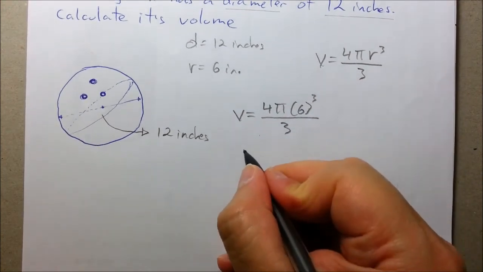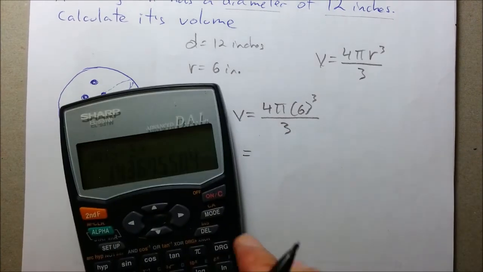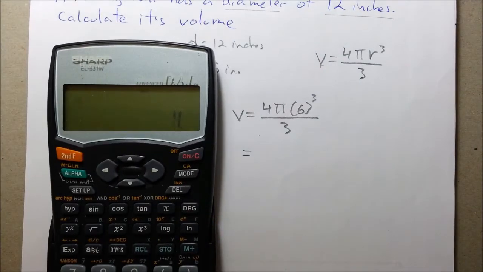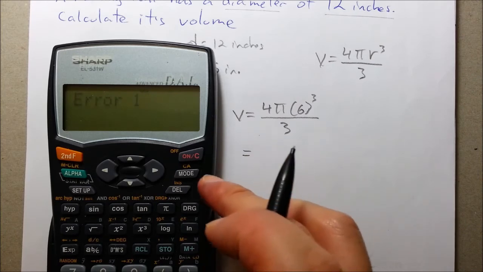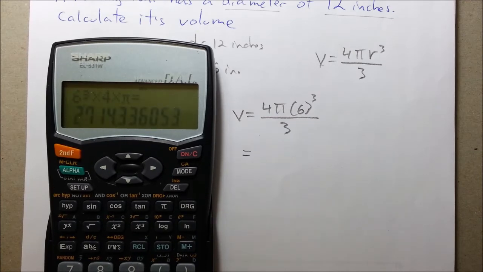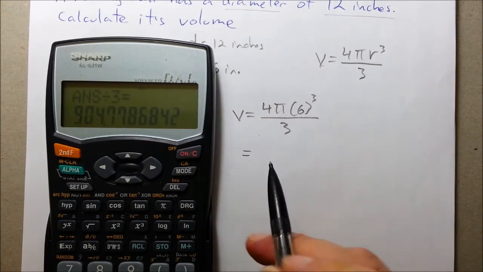Let's move this up a little more, and we get 6 to the... Actually, let's just put it all in the calculator. So 4 times pi times... Oh, I messed up here. So 4 times pi times 6 to the power of 3 divided by 3.